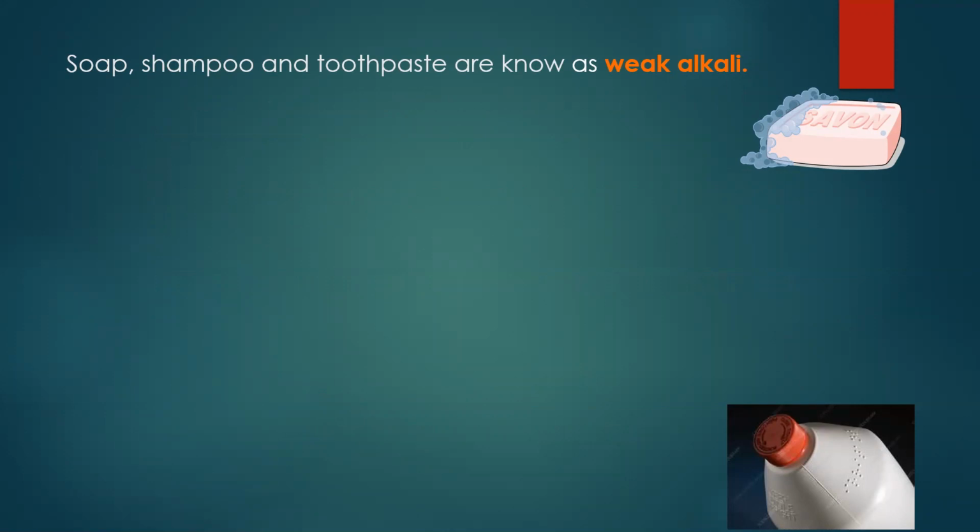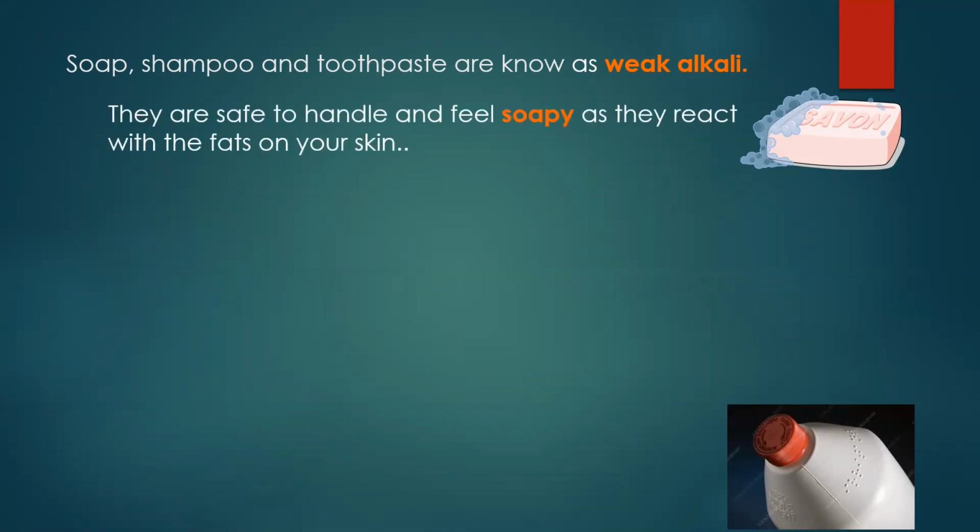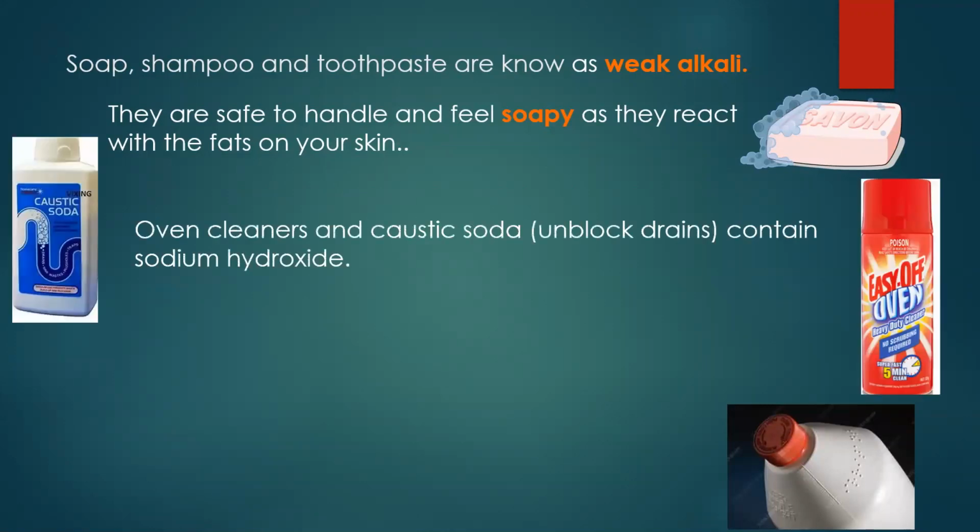Soap, shampoos and toothpaste are known as weak alkalis. They're usually safe to handle and they feel soapy as they react with the fats on your skin. Oven cleaners and caustic soda, which is used to unblock drains, contain sodium hydroxide. These are strong alkalis and are corrosive. And if you remember what corrosive is, it can burn or corrode any material it comes in contact with.